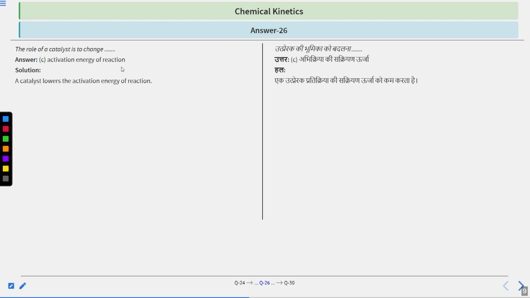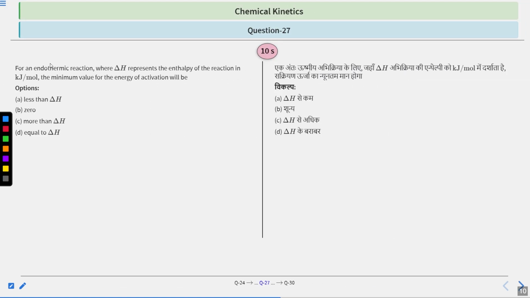Okay, let's move to the next question. Question number 27. For an endothermic reaction, del H, where del H represents the enthalpy of a reaction in kilojoule per mole, the minimum value for the energy of activation will be. So we have to find the minimum value for the activation energy of a reaction. The reaction is endothermic. Del H represents the enthalpy of the reaction in kilojoule per mole units.